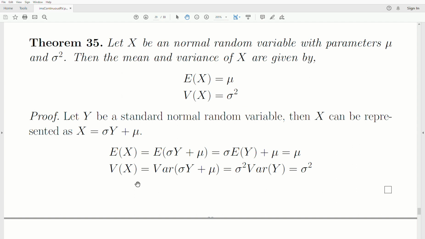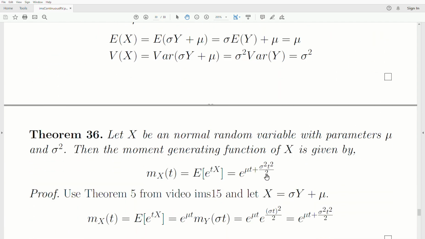The variance of x, then we plug in sigma y plus mu. Adding a constant doesn't change the variance, so that can be taken out. A constant times the variable comes out squared. The variance of a standard normal random variable is 1, so that leaves sigma squared, and that's what we wanted to show.